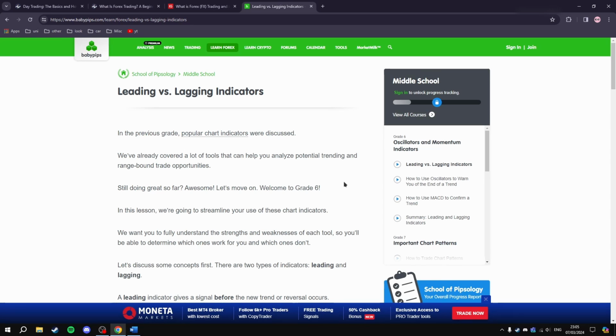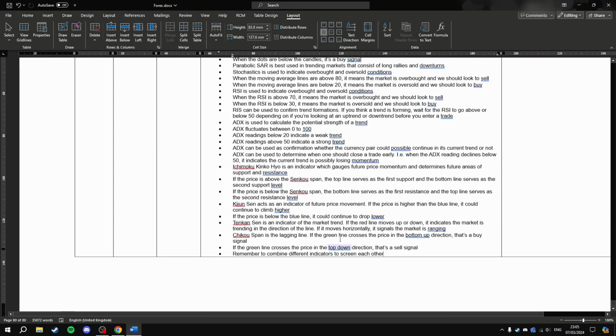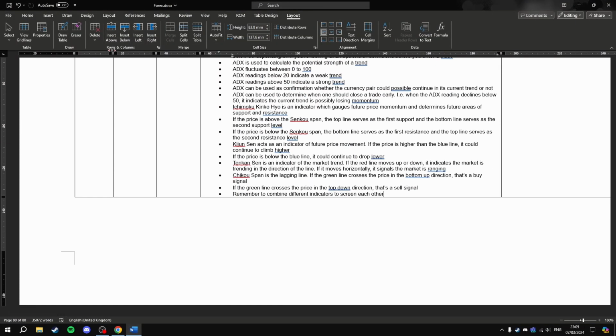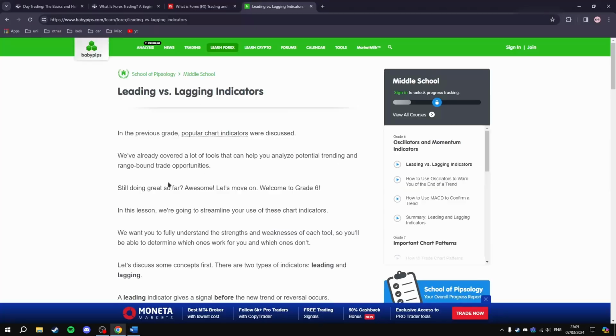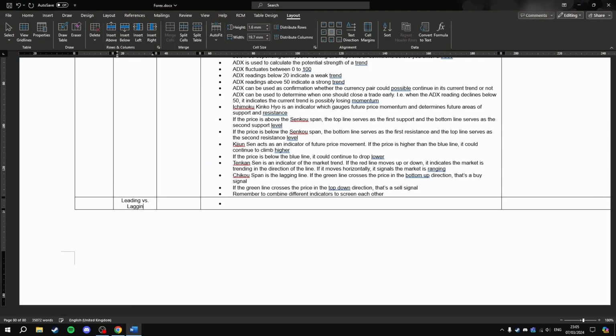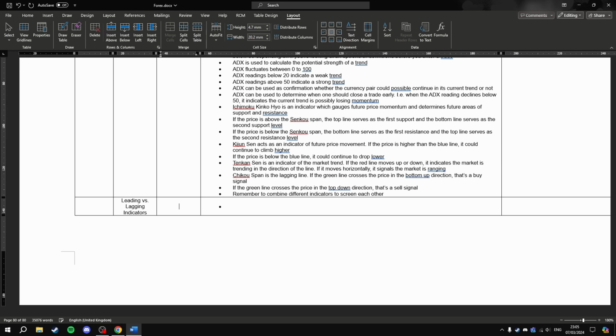Okay, leading versus lagging indicators.